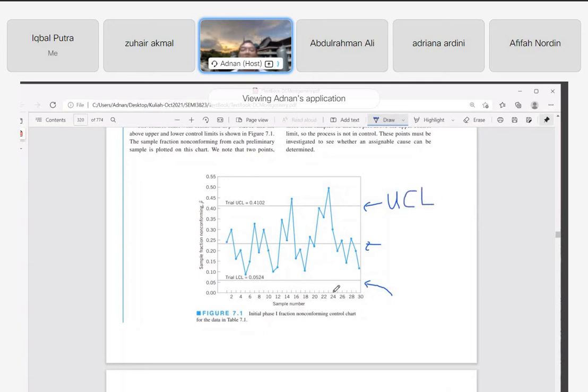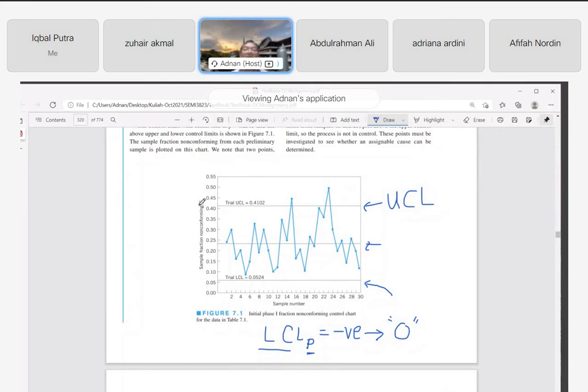Sometimes you may have a lower control limit that becomes negative. If the lower control limit of P turns out to be negative, you can change this value to 0. But we don't pay so much attention to the lower control limit in a P chart, because a lower P means better quality, because it is a fraction.